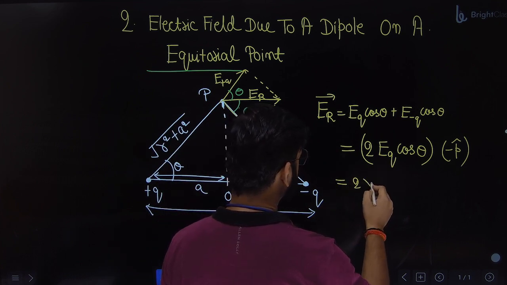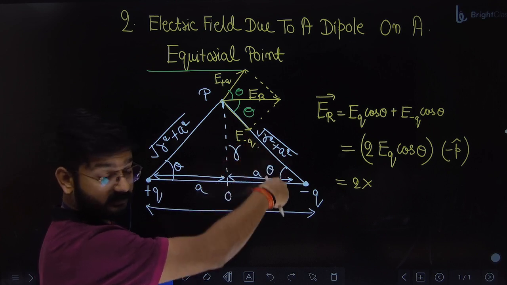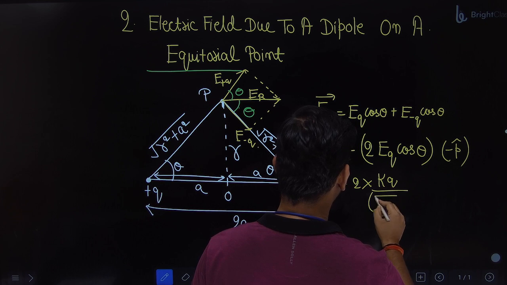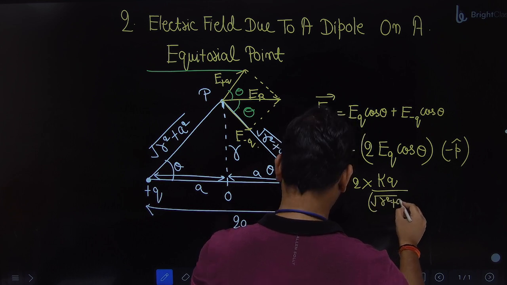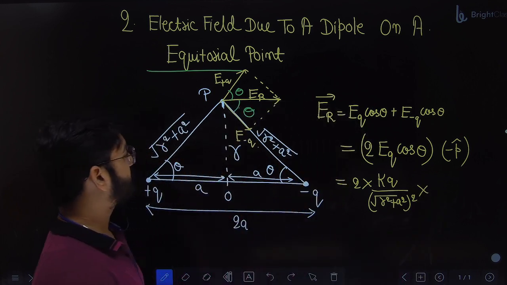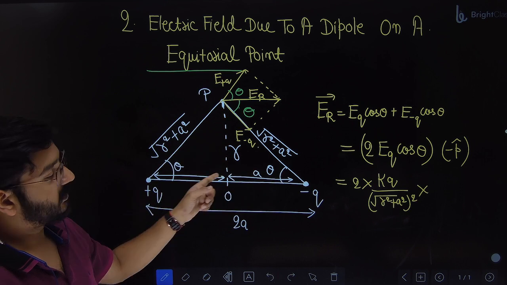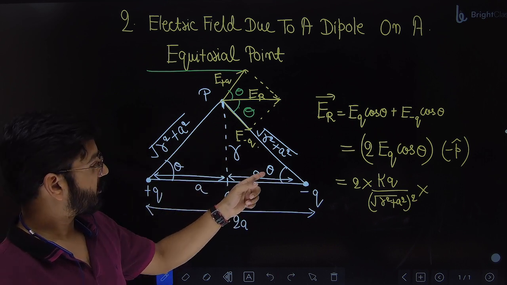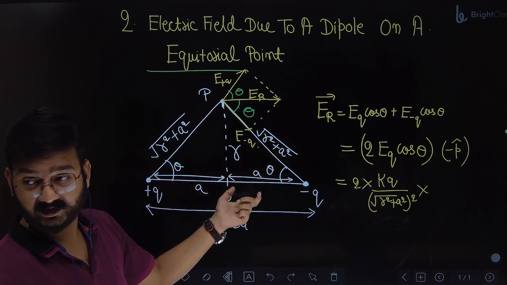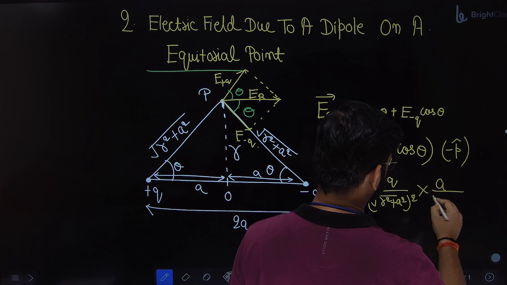So what is the electric field due to this? KQ by R square. What is the distance? This much. So KQ by square root of R square plus A square, a whole square. See on the board, stop writing, you'll get enough time to copy. See this triangle. What will be cos theta? Cos theta is base by hypotenuse. So base is how much? A divided by the square root of R square plus A square.